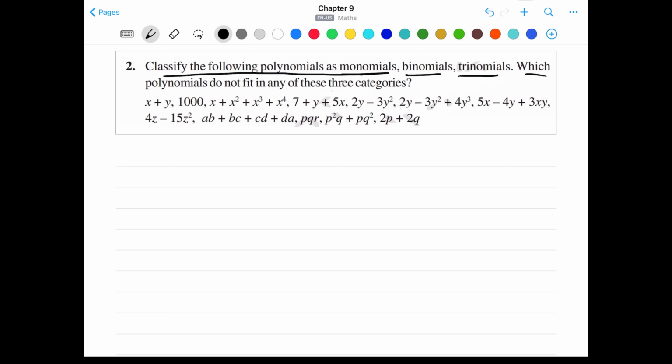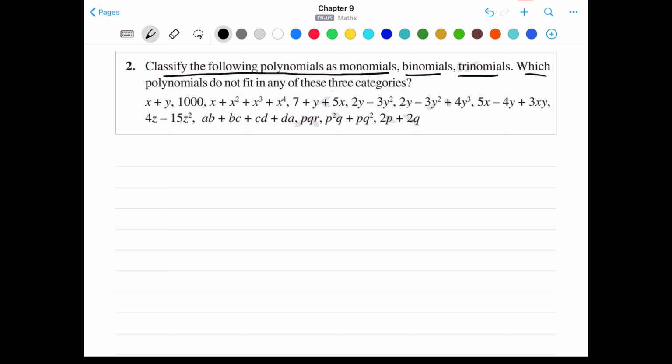Now the next term is 4z minus 15z square. This has two terms, so this will be written as a binomial: 4z minus 15z square. Next we have AB plus BC plus CD plus DA. This has four terms, so this will be written in the polynomial: AB plus BC plus CA plus DA. After this we have one term, which is PQR, so this will be a monomial.